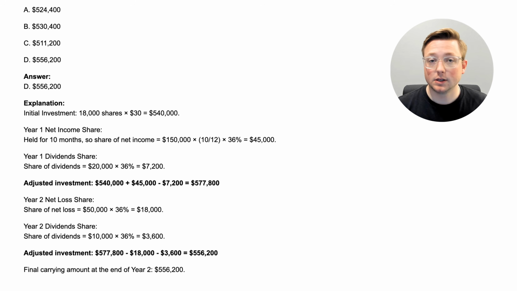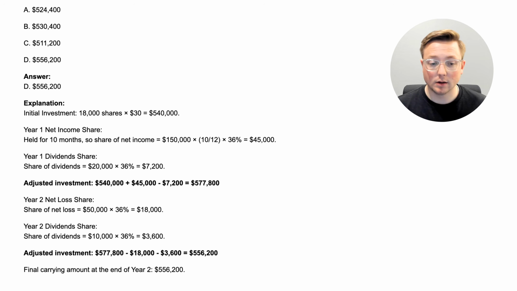The initial investment, and you had to calculate this, was 18,000 shares at $30 each. So that would be $540,000 of the initial investment. Now to figure out the year 1 impact on the carrying amount, we have to figure out their share of the net income and their share of the dividends.